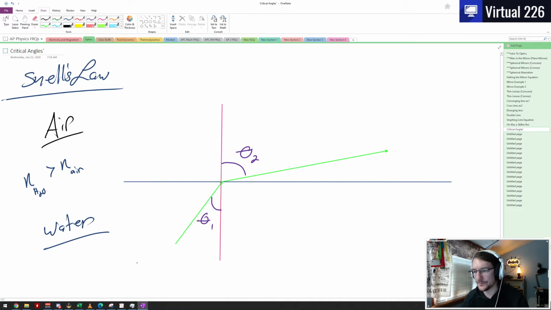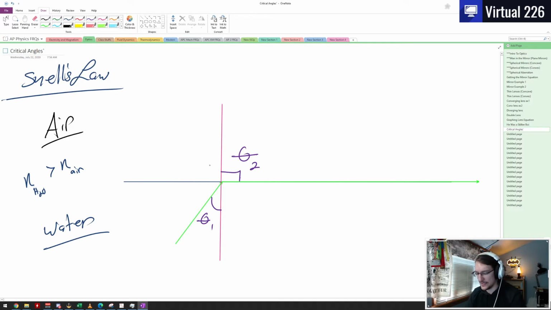Well, in theory, what would happen if you were to bend far, far, far away from the normal line, such that when you came out of the water, you didn't come out of the water? What would happen if this theta 2 was exactly 90 degrees? How would that influence Snell's law?